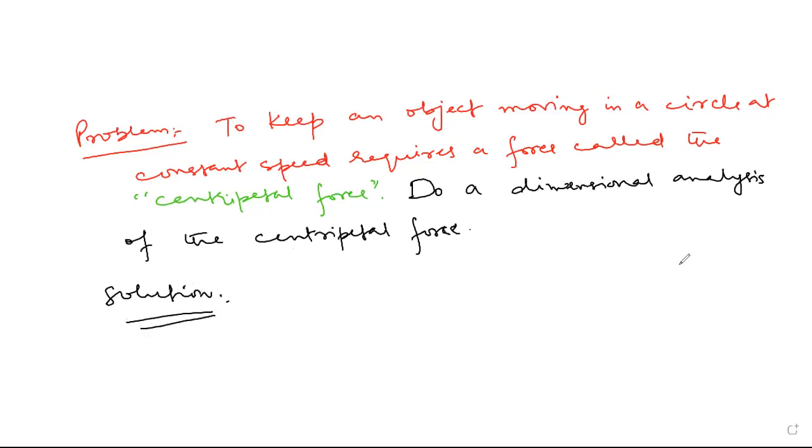We know a particle having mass m moves in a circle having radius r at constant speed v, then as you know, it requires a force called centripetal force. Why we call it centripetal force? Because this force is pointing always towards the center of the circle. So if a particle having mass m is moving with speed v, which is constant, in a circle of radius r, it requires a force.